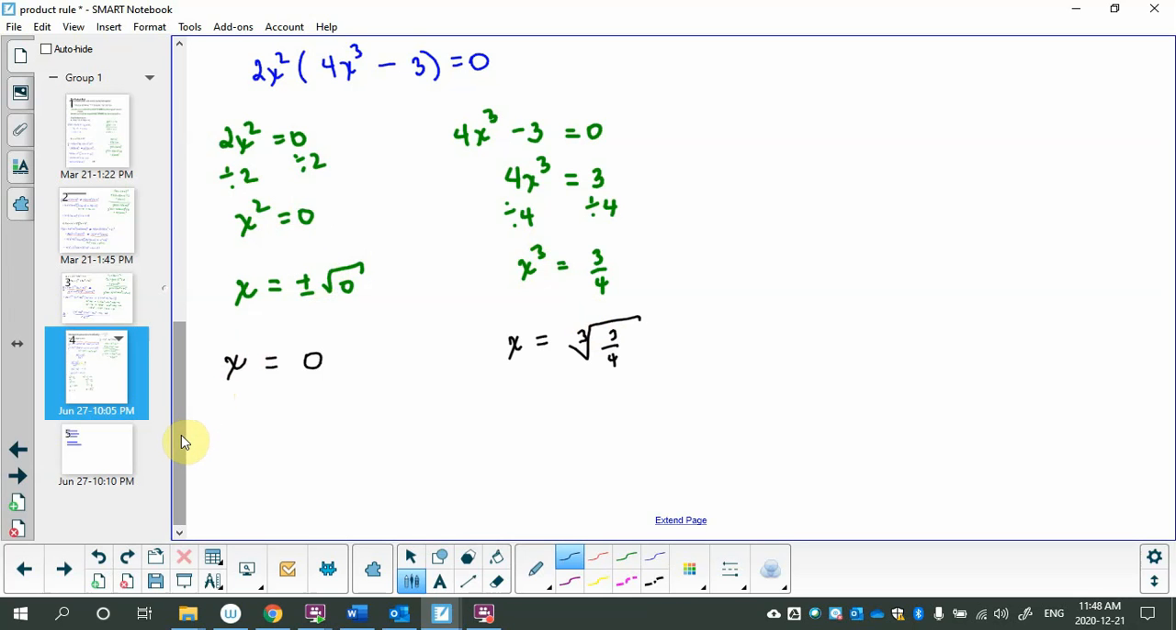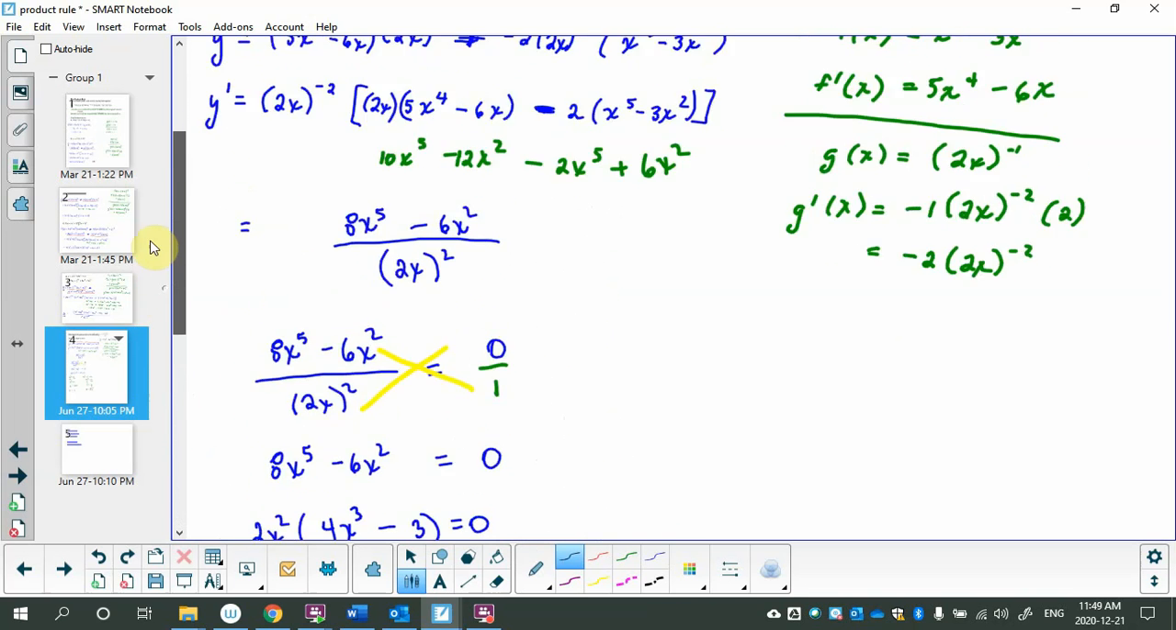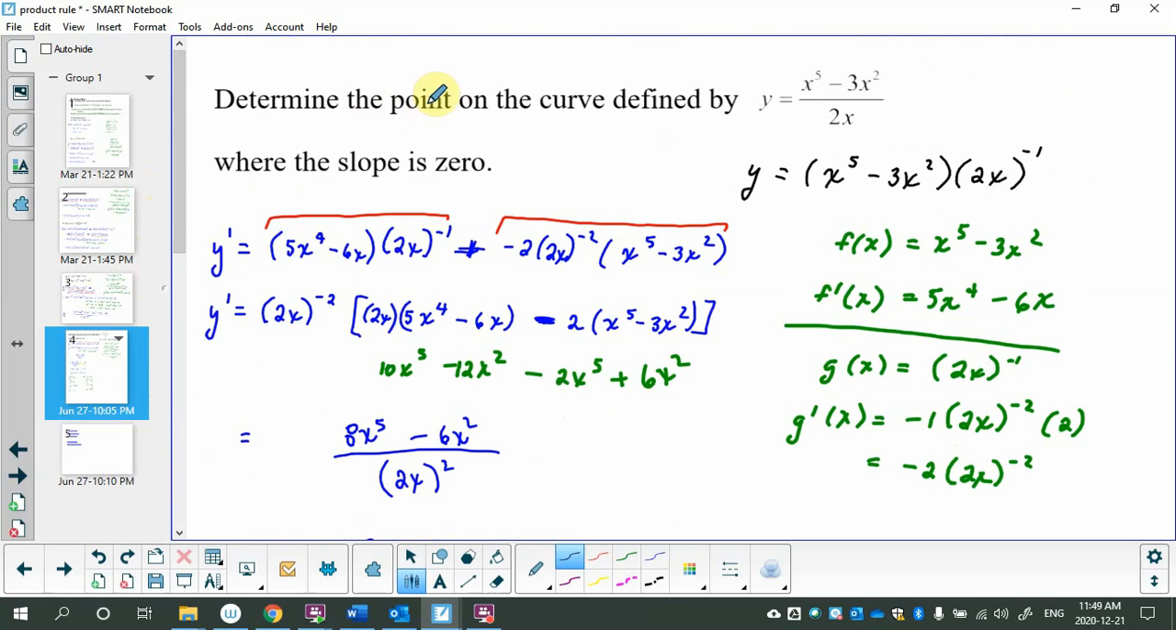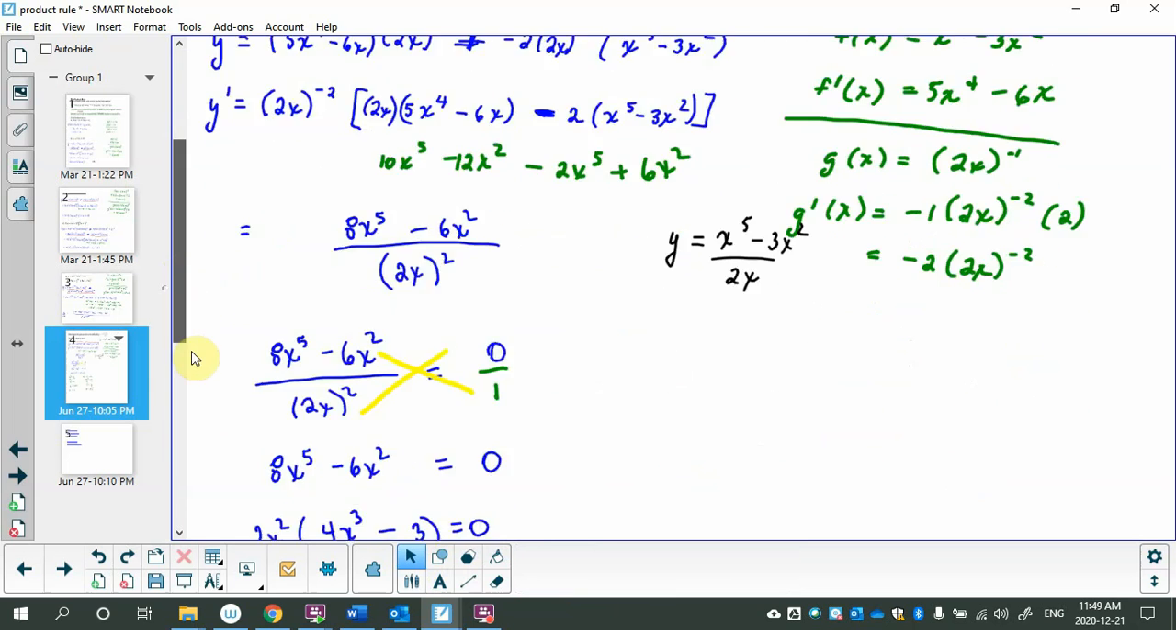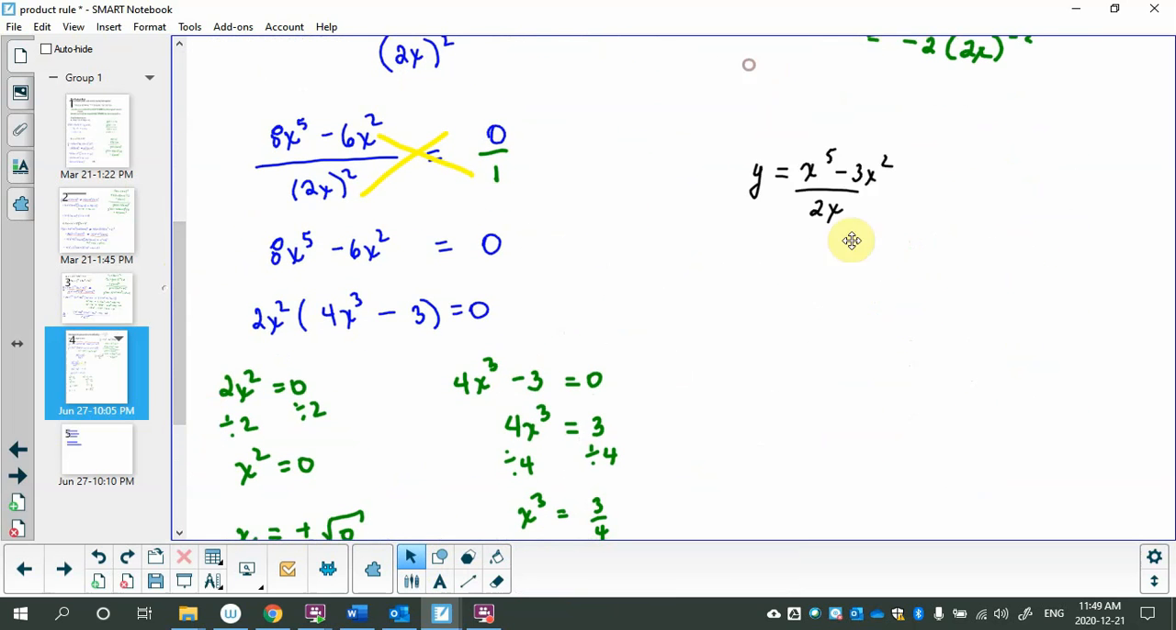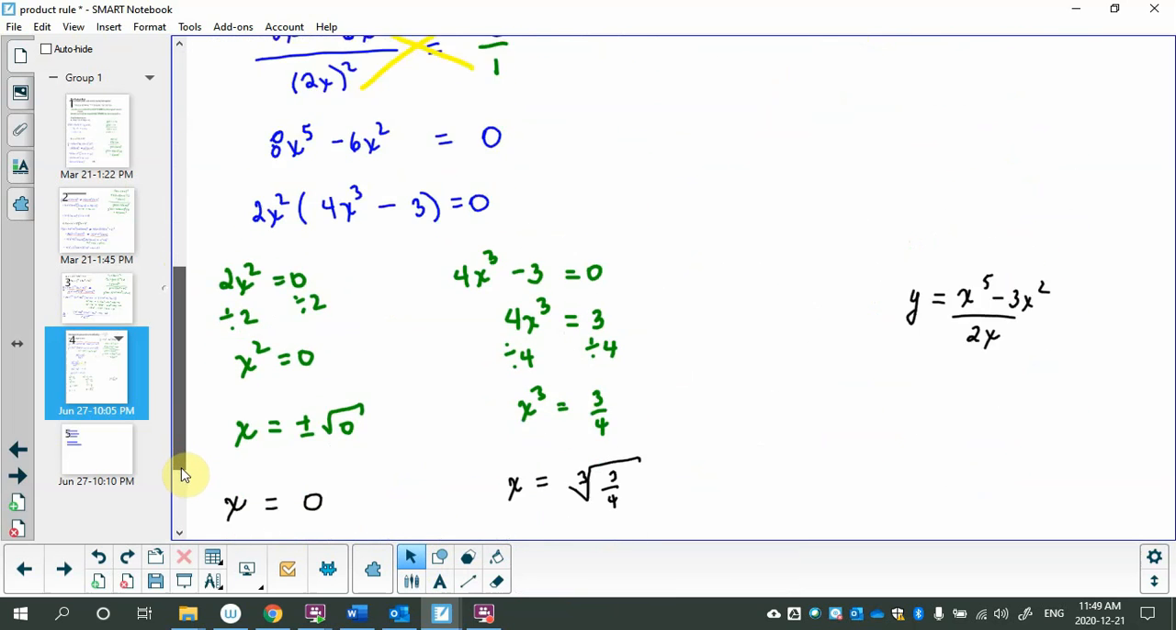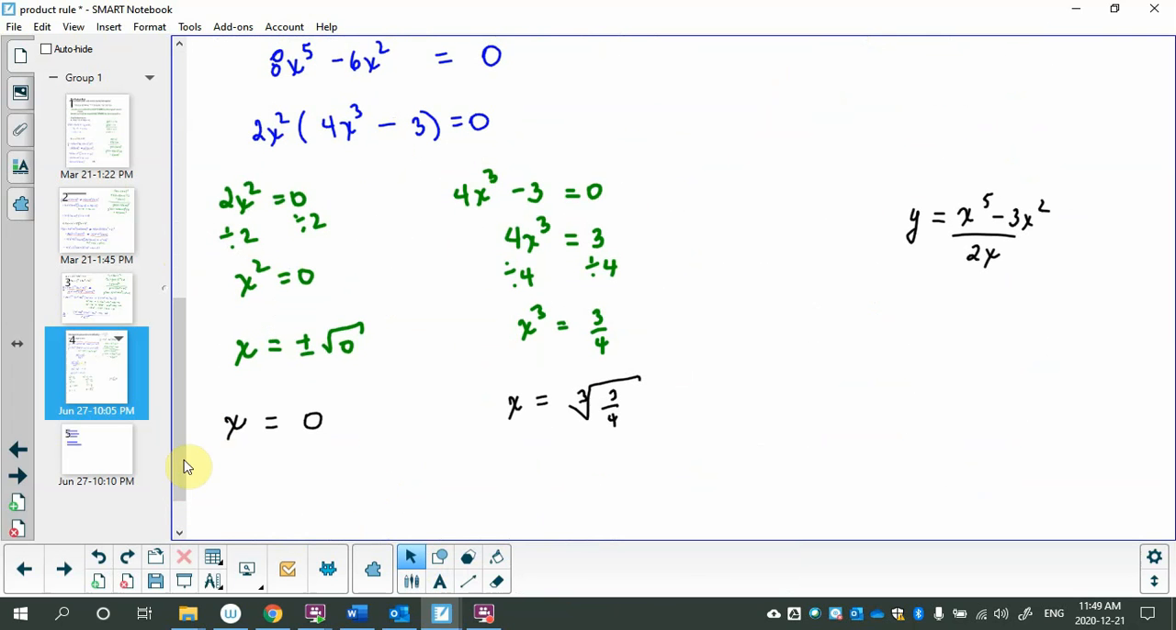So let's go back and see what the question asks, because I will need the y's if it wants the points. Crap, I need the point. So I need to go back and I need this thing. So I'm going to just scribble it down for a second. So y equals x to the 5 minus 3x squared over 2x. So that's my y. Sorry, I'll be able to generate y's based on these x's.